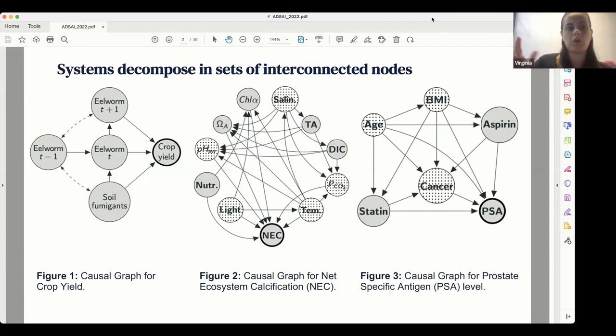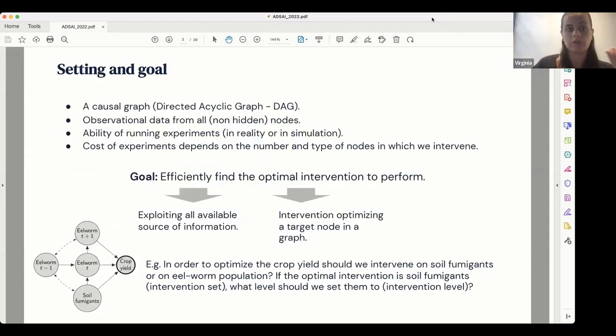So in all these systems, we can identify some common elements. First of all, we have a causal graph, and I will refer to this as a directed acyclic graph. We have observational data from all the nodes that are non-hidden. We can run experiments either in reality or through a simulator. And the cost of each experiment depends on the number and type of nodes in which we intervene. So the goal for this talk and the methodology that I'm going to be speaking about is how to efficiently find the optimal intervention, so the intervention maximizing or minimizing a target node in a causal graph.